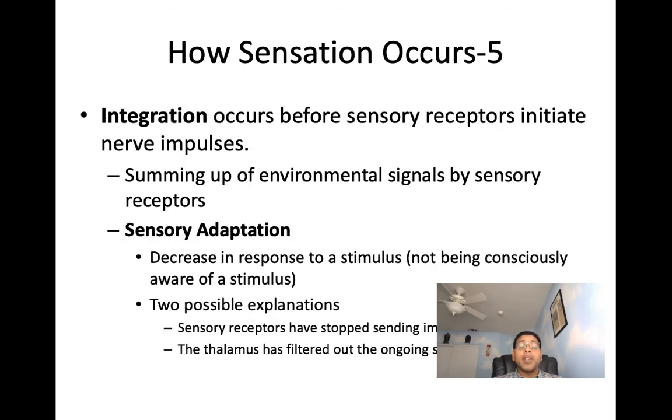Next, then we've got integration. Now we talk integration. Integration is going to occur before the sensory receptors initiate nerve impulses. Here we're going to see we're going to have the summing up of environmental signals by our sensory receptors. We can see we can also have sensory adaptation occur, where you will have a decrease in a response to a stimulus, not being consciously aware, basically, of a stimulus. Two possible explanations we can see are going to include, number one, sensory receptors have stopped sending impulses, or the thalamus has filtered out the ongoing stimulus.